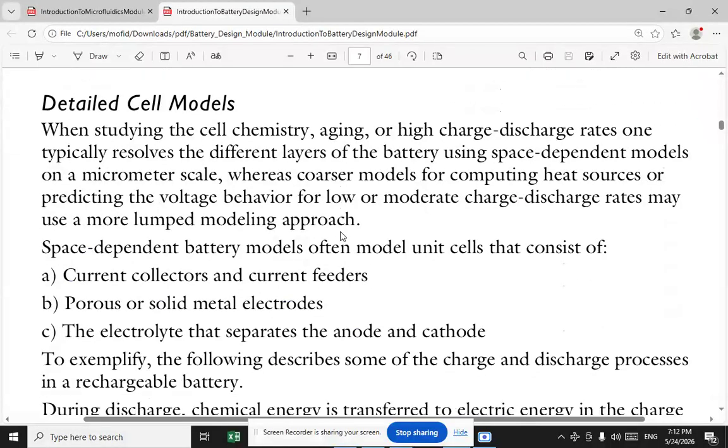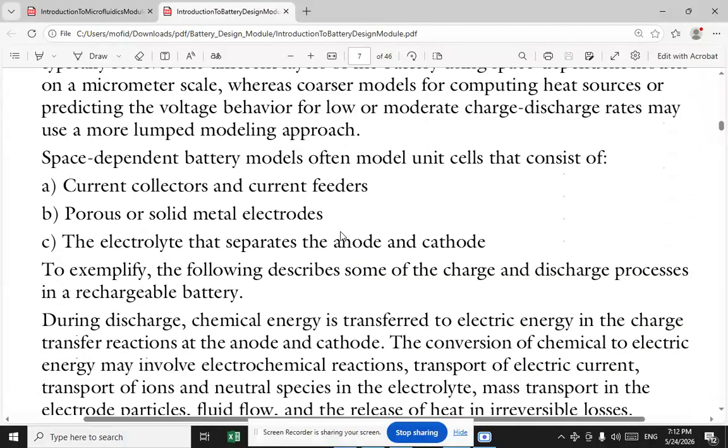The first step is detailed cell models. When studying the cell chemistry, aging, or high charge-discharge rates, one typically resolves the different layers of the battery using space-dependent models on a micrometer scale, whereas coarser models for computing heat sources or predicting the voltage behavior for low or moderate charge-discharge rates may use a more lumped modeling approach.